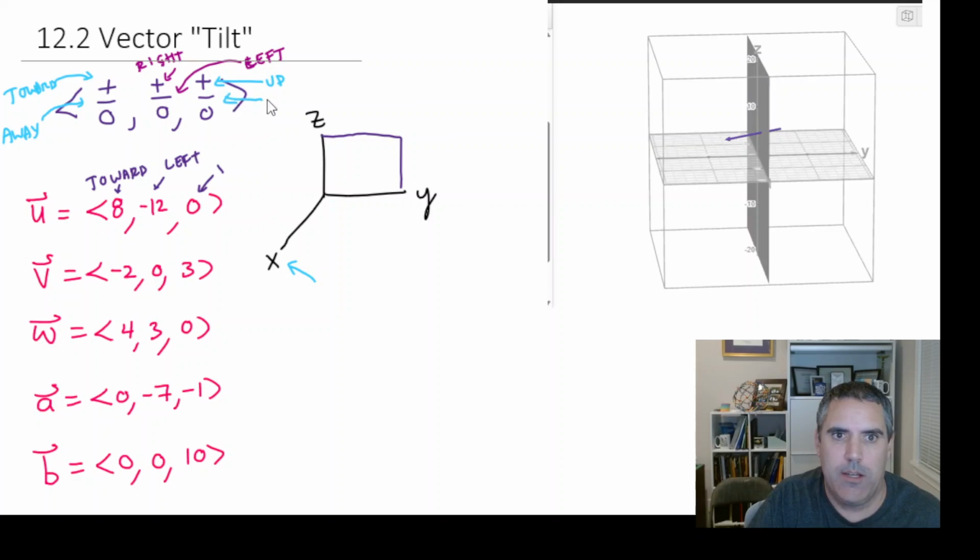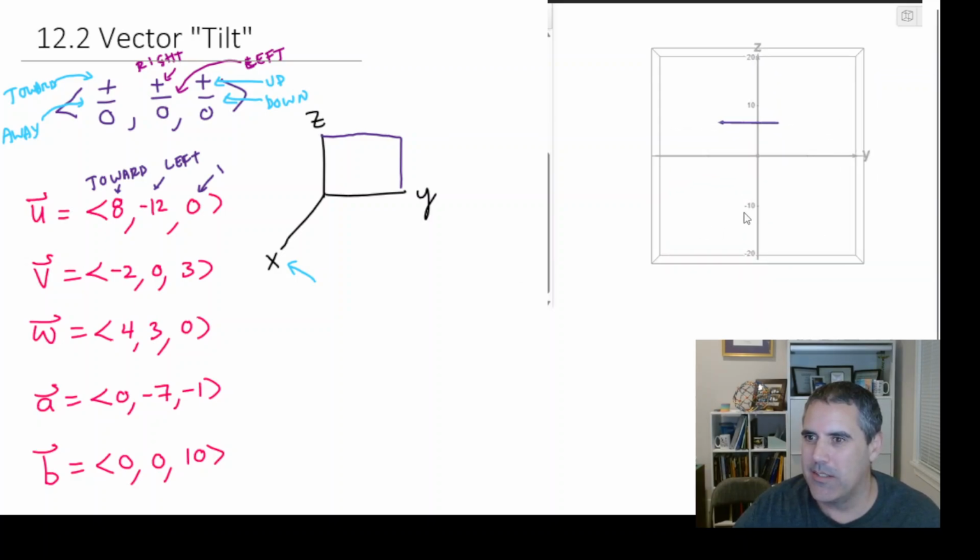And this would mean down. Now this vector tilts neither up or down. The z doesn't change. It's parallel to the ground. So the 0 means parallel to the ground is what we would say about this. This is parallel to the ground.